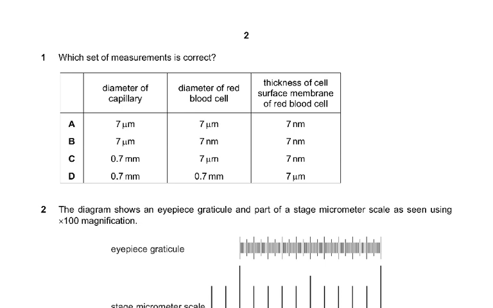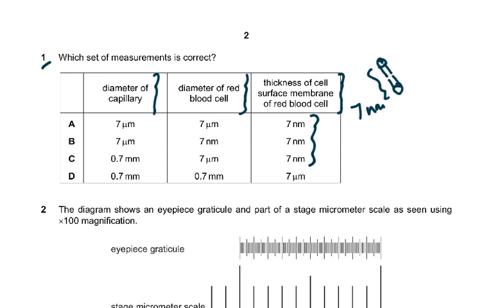Now, if you look at question number 1, which is a slightly difficult question, as in the exam report, it says which set of measurements are correct? Diameter of capillary is given. Diameter of red blood cell is given, and thickness of the cell membrane is given. Now, the cell membrane is a phospholipid bilayer, and its thickness, everybody's clear, is in nanometers, and it is 7 nanometers. So then we have all these 3 answers which could be correct.